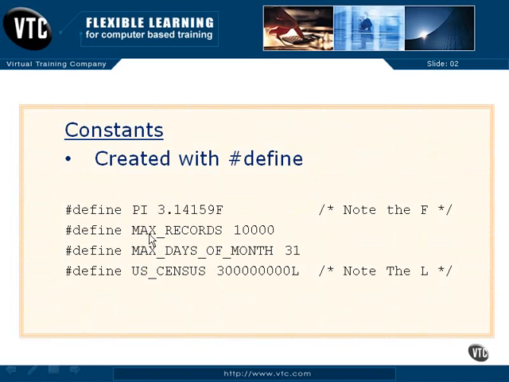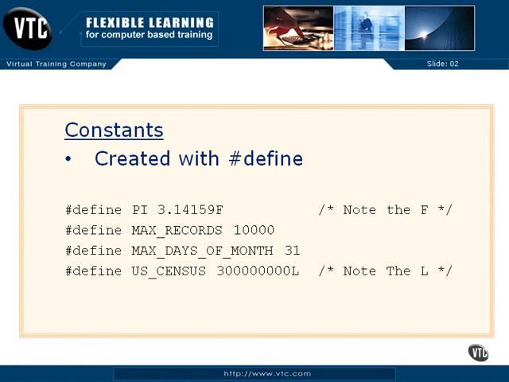This one down here, MAX_RECORDS, we've #defined as 10,000. That will be an int. It's up to your compiler whether it makes it an unsigned int or not, but this will be an int. MAX_DAYS_OF_THE_MONTH, 31, that is also an int.